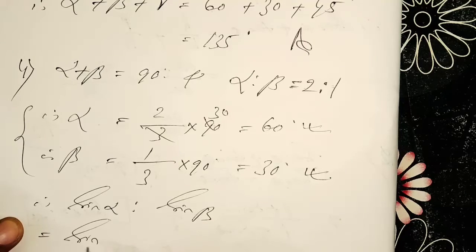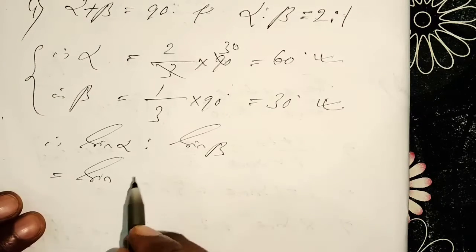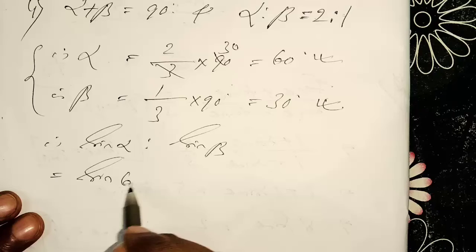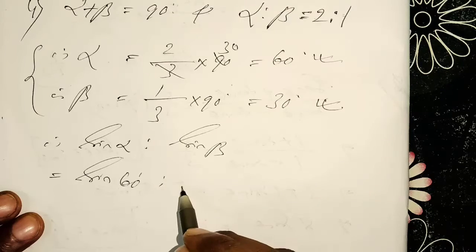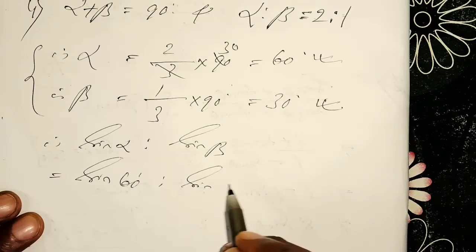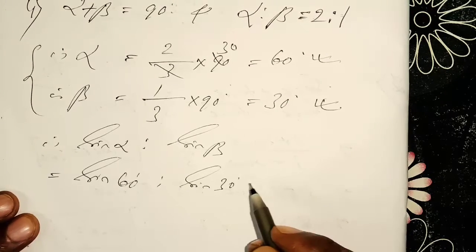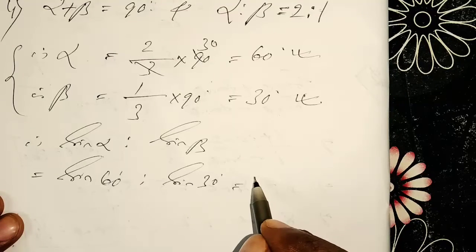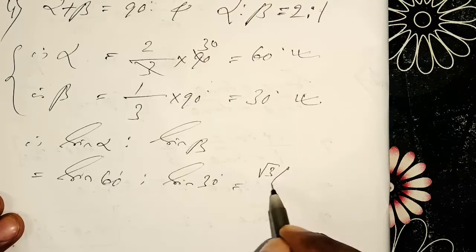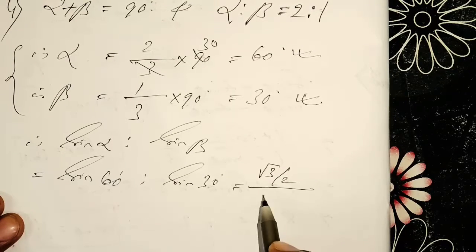Now just put the value of sin alpha. What is the value of alpha? Alpha is 60 degrees, that means sin 60 is to sin beta is sin 30. Sin 60 value is how much? Root 3 by 2. And sin 30 is how much? 1 by 2. So the 2s cancel.